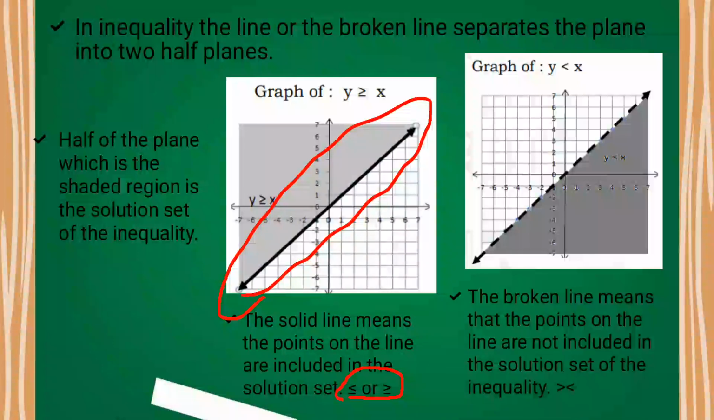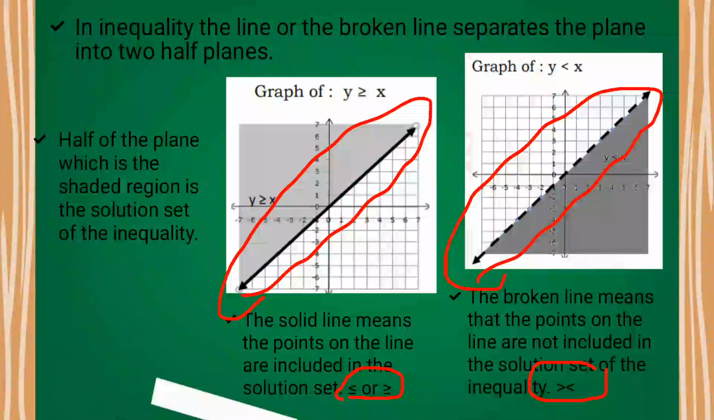Paano natin malalaman? The broken line means that the points on the line are not included in the solution set of the inequality. Ano naman po yung symbol na titignan natin para malaman natin kung broken line siya? Ito po, greater than or less than. Wala po siyang kasamang equal sign sa baba. So, pag ganito po, wala siyang kasamang equal sign sa baba. So, therefore, our graph is a broken line.